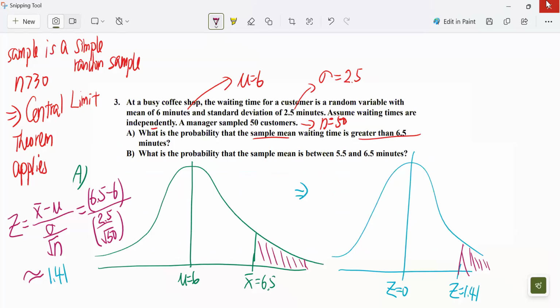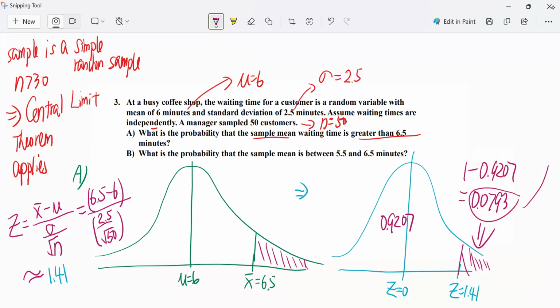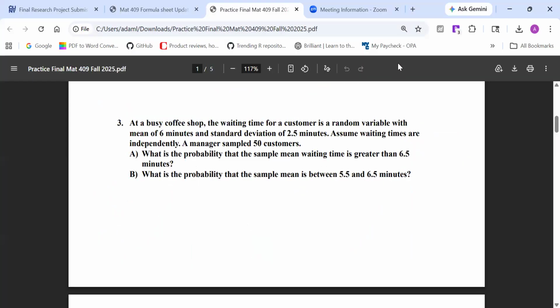So the area to the left is 0.9207. The area on the right will be 1 minus 0.9207, so this is going to be 0.0793. That's the probability for part one. I'm going to go back to this and get another screenshot for the second part.